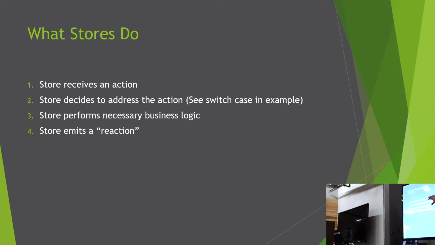When a store receives an action, it first checks that action's type, and it determines whether or not this store is something that's going to handle that action. If it decides that it is going to handle that action, it goes ahead and performs the necessary logic. Once it performs that logic and completes, it will emit a reaction. And then again, the view receives that reaction and acts accordingly. So that's all a store really does.